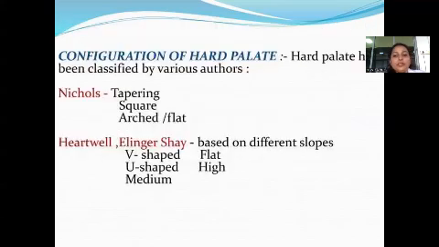If we see the configuration of the hard palate, it is classified in various orders. According to Hartwell, it is based on different slopes: we have V, U, or the median, flat or high.